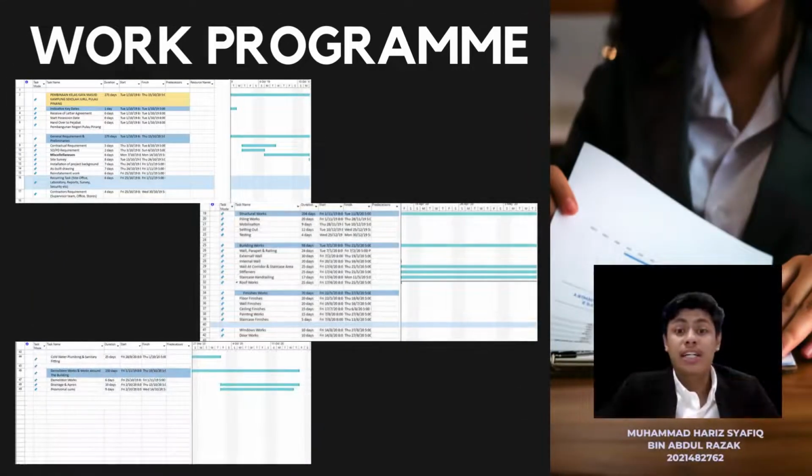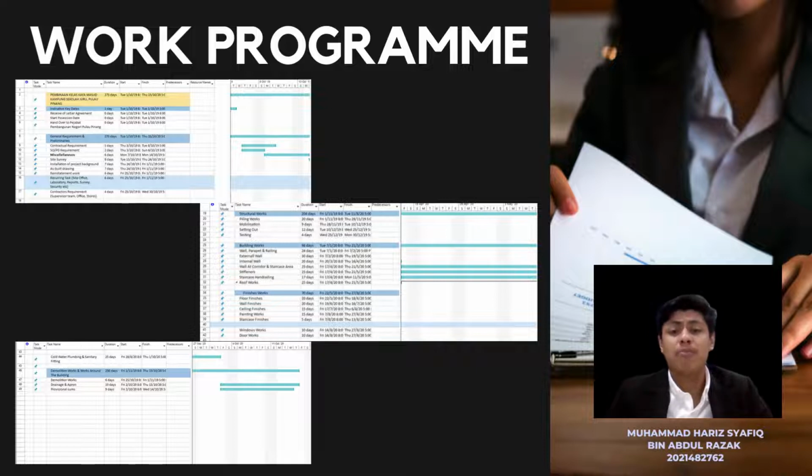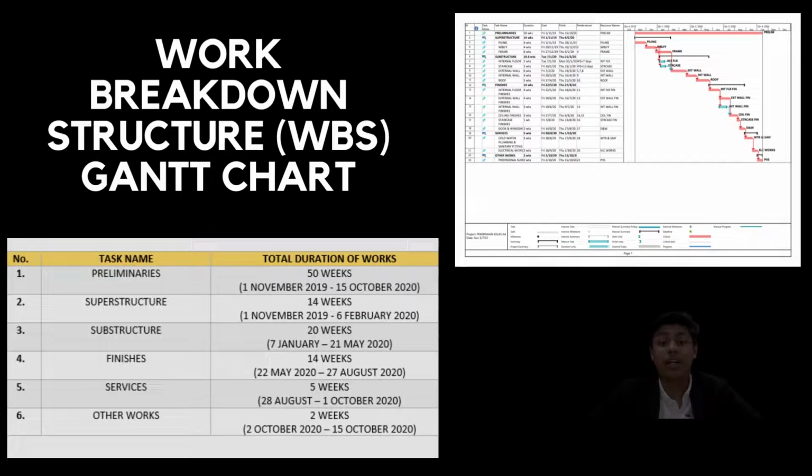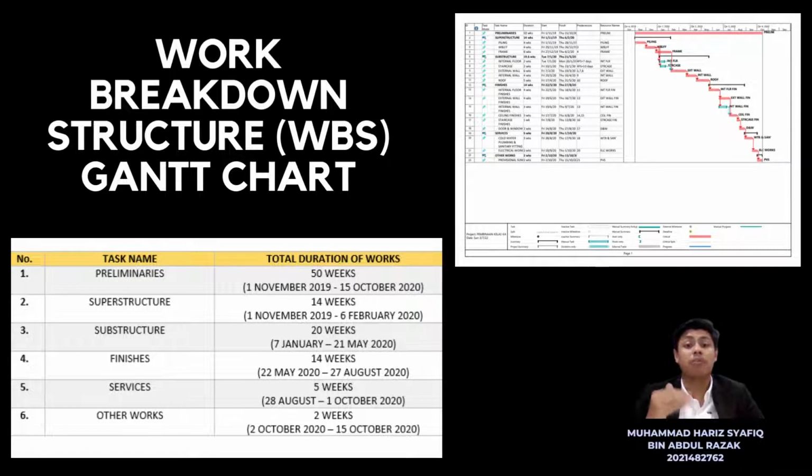The first one is the work program. This is the work program for our case study project, which is Pembinaan Kelas Kafah Masjid Kampung Sekolah Juru Pulau Pinang. The Gantt chart shows the whole work program and the duration of each element of the project. After that, I'm going to talk about the work breakdown structure of the project. So this is the Gantt chart of the breakdown structure for each element. As we can see, there is a table that summarizes all of the duration of works for each element.